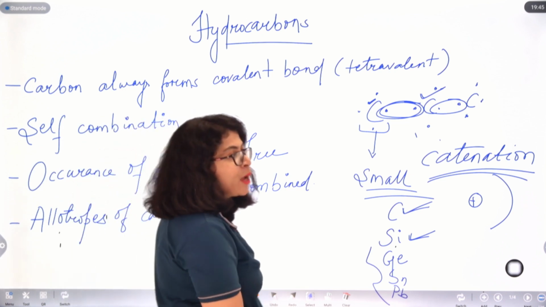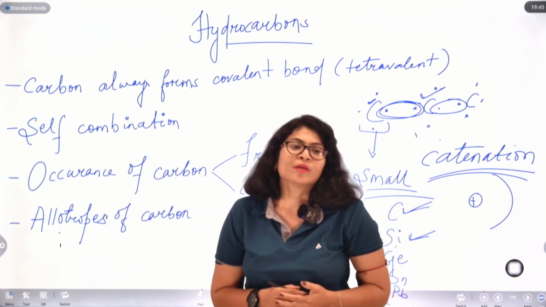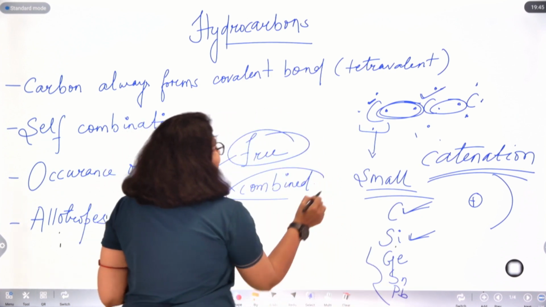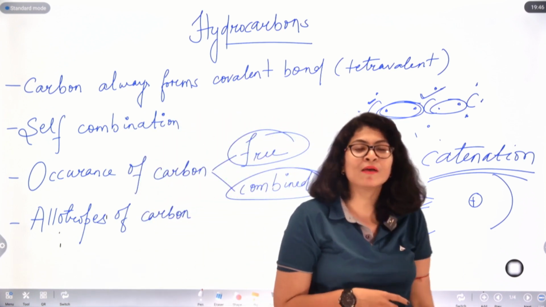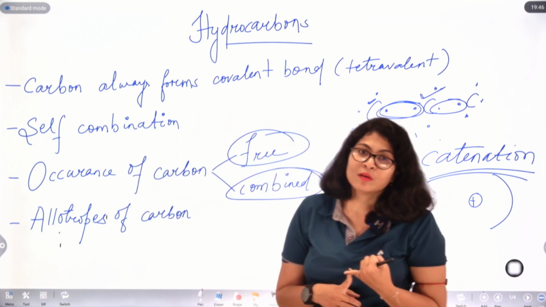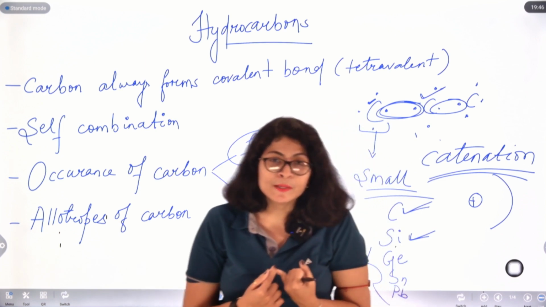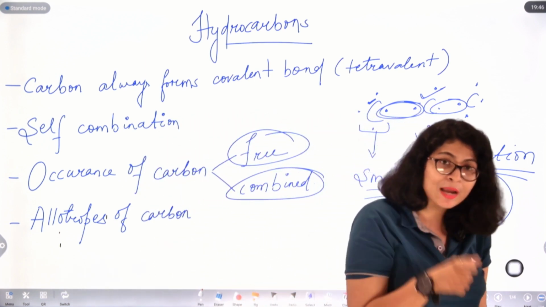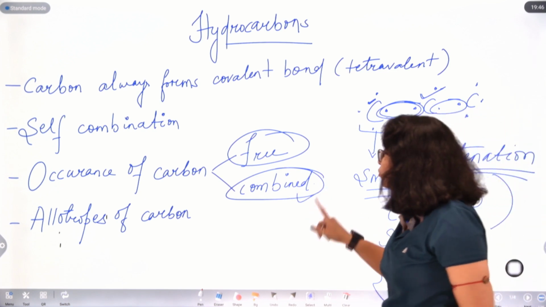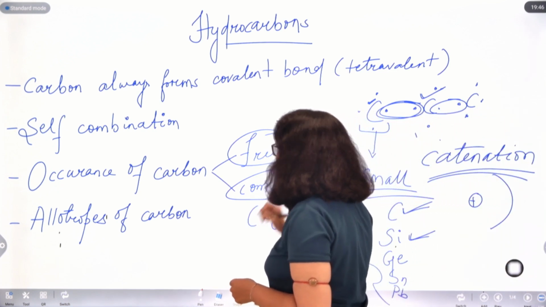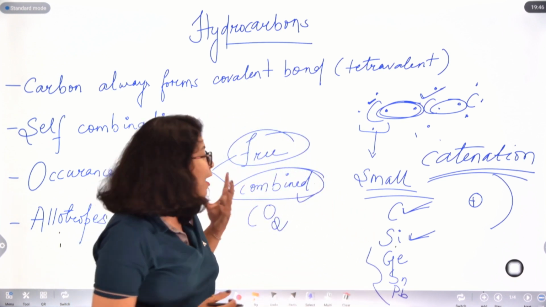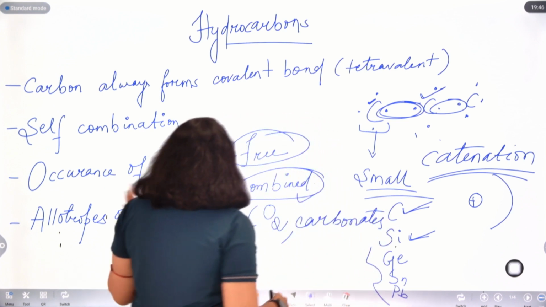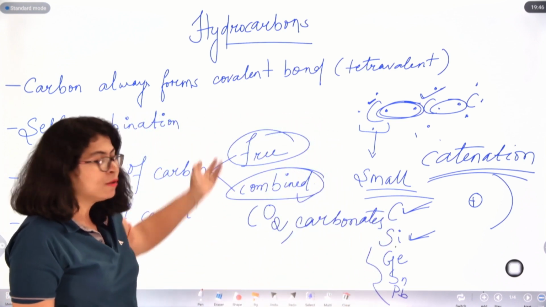Next is the occurrence of carbon. How can we find carbon? Carbon we can find in two ways. One is in the free state, second in the combined state. How in the free state? We are having various forms like coal, graphite, diamond. In those, carbon is present in the free state as carbon atoms, the element. But in the combined state, you must have observed carbon dioxide, the very famous gas, and certain carbonates also. Like this, carbon is present in a combined state as well as in a free state.